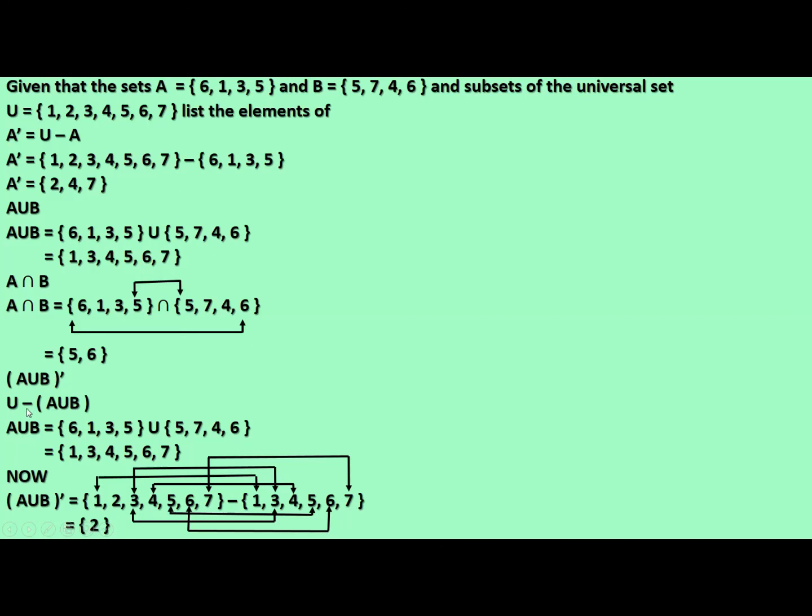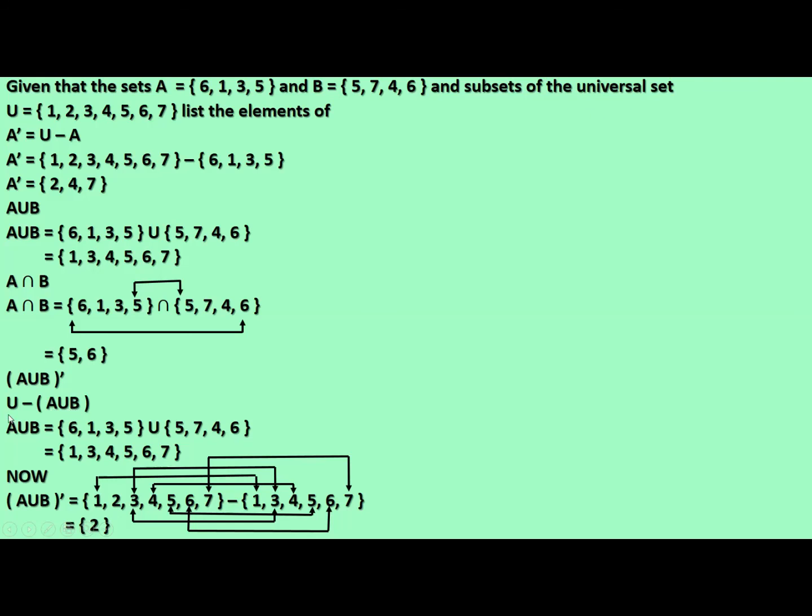Students, always anything which is inside the bracket, we have to solve first. So inside the bracket A union B is written, so first we'll find A union B. In A union B, we'll write both sets' elements together in order, and those elements which are repeating, we'll write one time. So the answer is 1, 3, 4, 5, 6, 7. Why have we solved A union B first? Because it is written in the bracket.